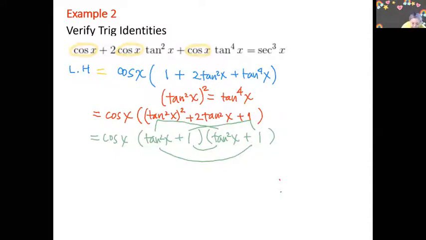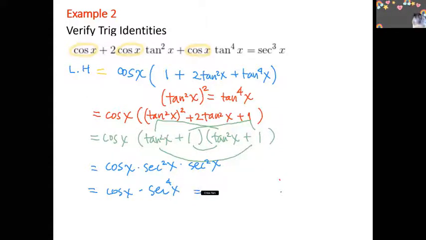Then we notice tangent square x plus 1 is one of the Pythagorean identities, and I think it's group 2, right? So it's group 2. Then we can rewrite each one, cosine x copied down. Tangent square x plus 1 is equal to secant square x, and there's another, so one more secant square x. Then this is cosine x times secant square, so it's to the power of 4, right?